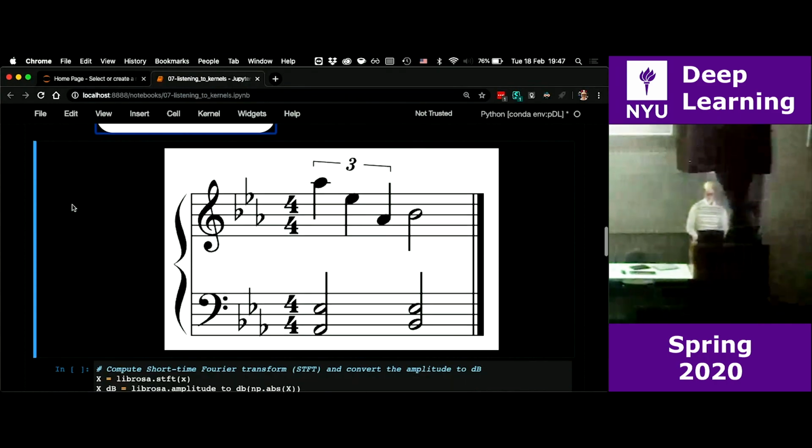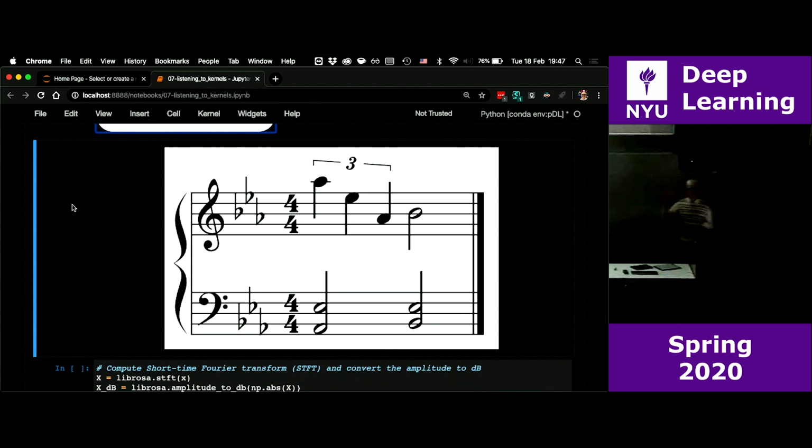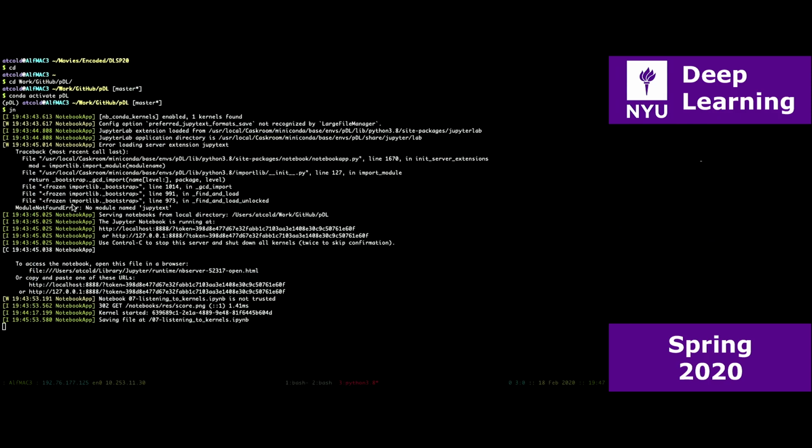So I'm going to be showing this one. Since this is a bit brighter, I can see your faces. How many of you cannot read this? Oh, ouch. Okay.